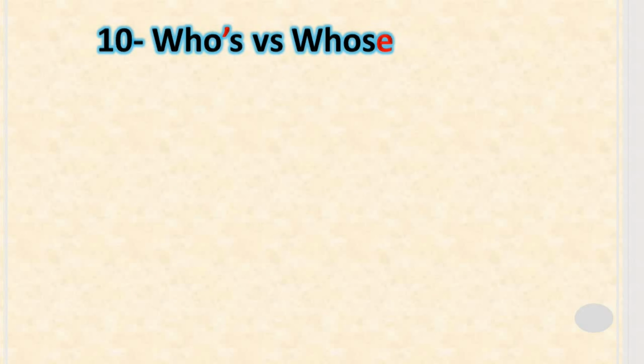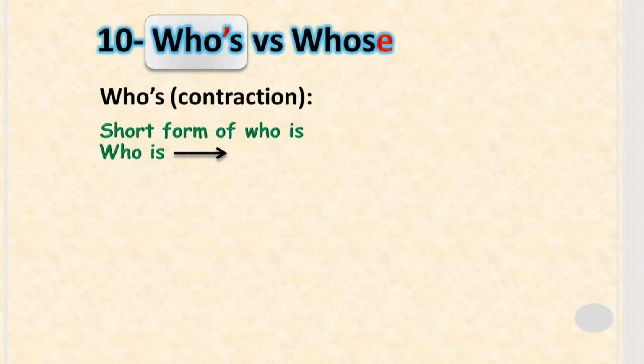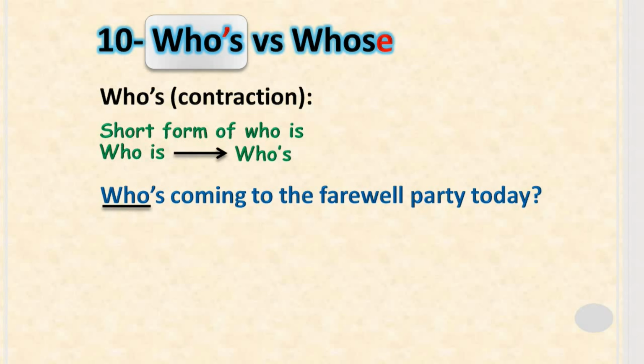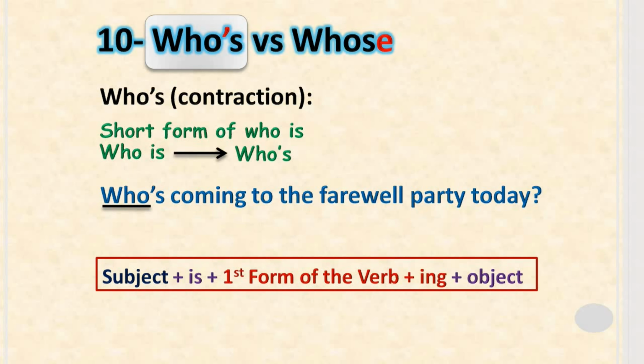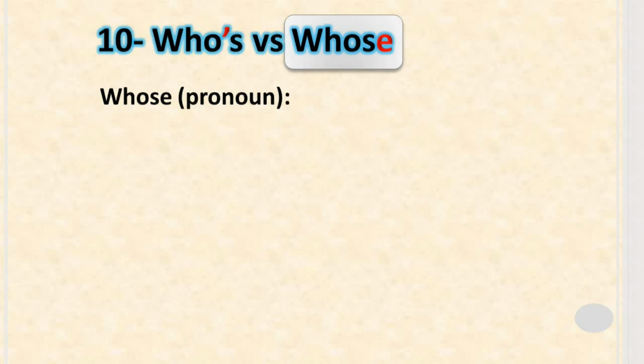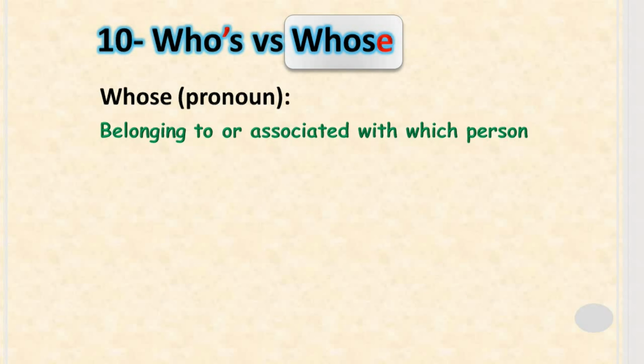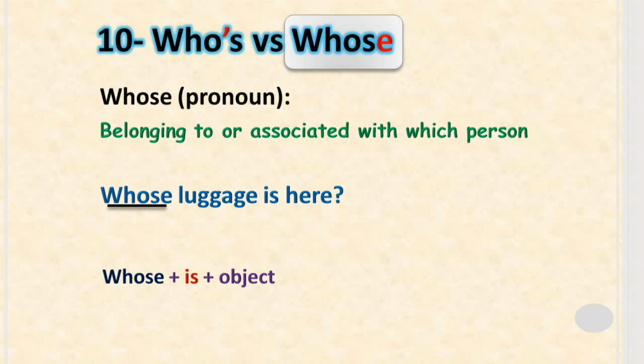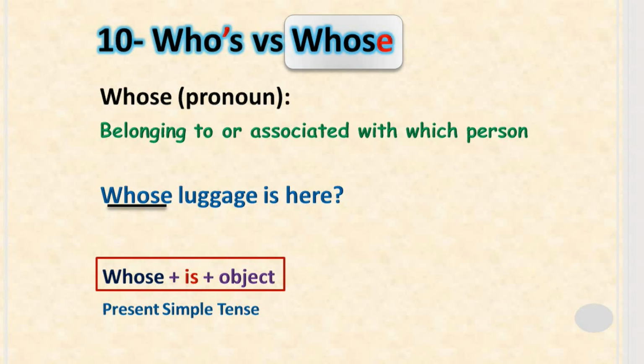So finally, who's versus whose. Contraction of who is, you're going to write with a short contraction, who's. Who's coming to the farewell party today? Who's, it's with apostrophe. Subject plus first form of the verb plus ing plus object. So present continuous tense. Who's coming? Who is coming? The last one is whose. It's a pronoun belonging to or associated with which person. Whose luggage is here? It's like a question usually asked. Whose luggage is here? Luggage is the object. So it's a present simple tense.